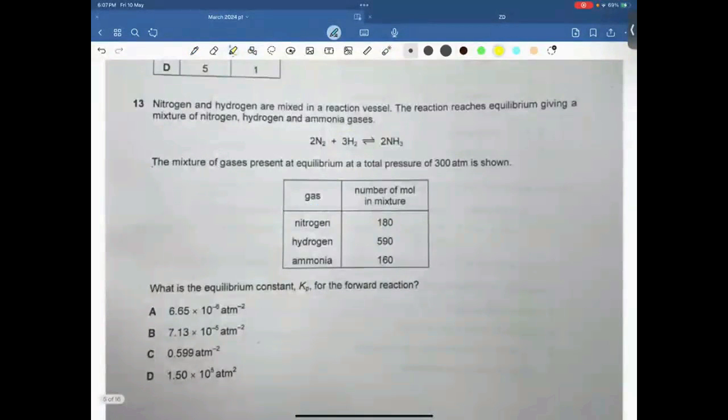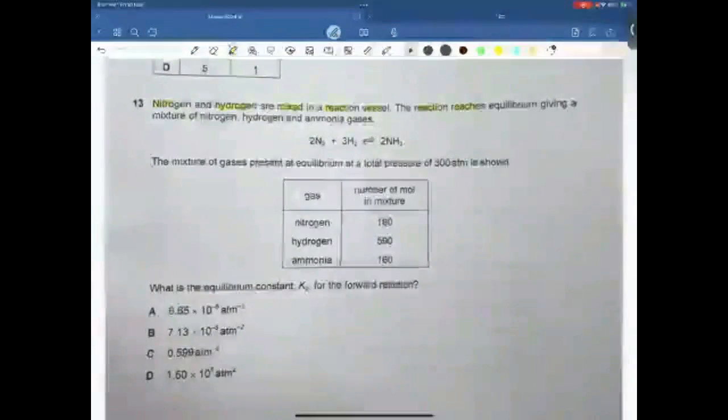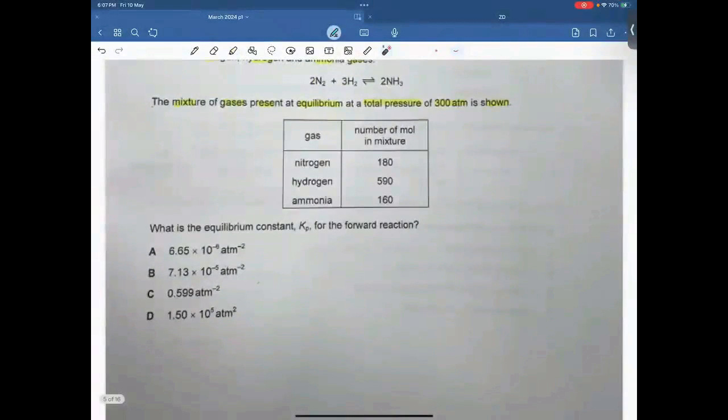Question number 13. Nitrogen and hydrogen are mixed in a reaction vessel. The reaction reaches equilibrium, giving a mixture of nitrogen, hydrogen, and ammonia gases. The mixture of gases present at equilibrium at a total pressure of 300 atmosphere is shown. So these are the number of moles present at equilibrium. All right. What is the equilibrium constant Kp for the forward reaction?